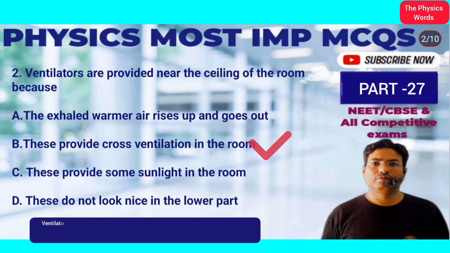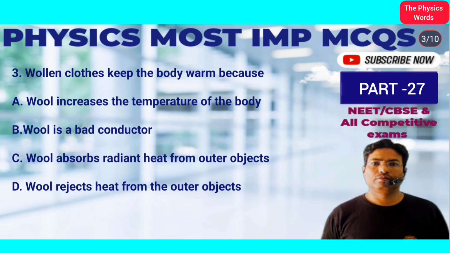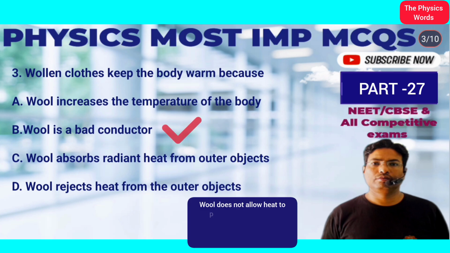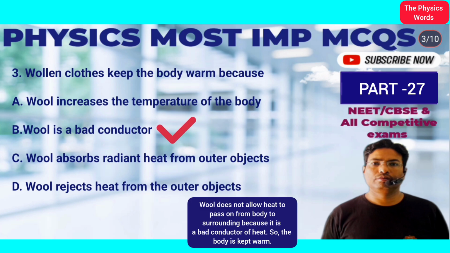Next question. 3. Woolen clothes keep the body warm because A. Wool increases the temperature of the body. B. Wool is a bad conductor. C. Wool absorbs radiant heat from outer objects. D. Wool rejects heat from the outer objects. The correct answer is option B. Wool is a bad conductor.